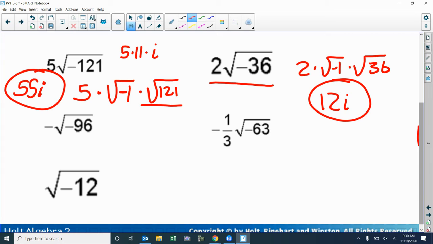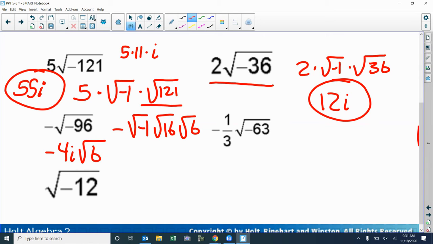Is it 16 times 6, anyone? I think it is. Okay. So now we still have that negative out front. We're gonna have the square root of -1, the square root of 16, and the square root of 6. So let's simplify some of that. Well, 16 right here is 4. That's gonna be i, so we're gonna have negative 4i square root of 6.